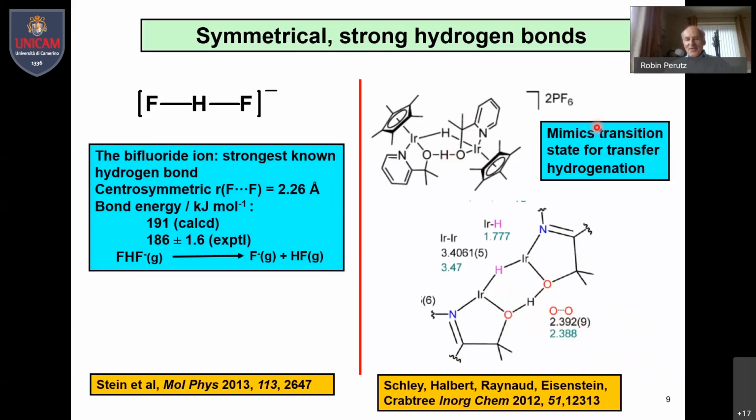Now, this molecule is actually a mimic, in a way, for the transition state for transfer hydrogenation. Transfer hydrogenation is a very important reaction done commercially on quite a big scale, and we'll probably hear more about it over the coming days. And it involves outer sphere interactions. So this is a sort of mimic for how it works, where we can actually see something that resembles the transition state.